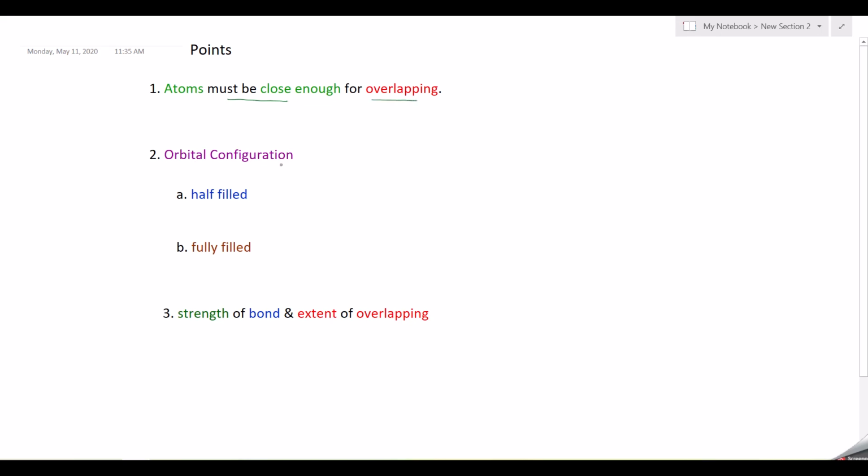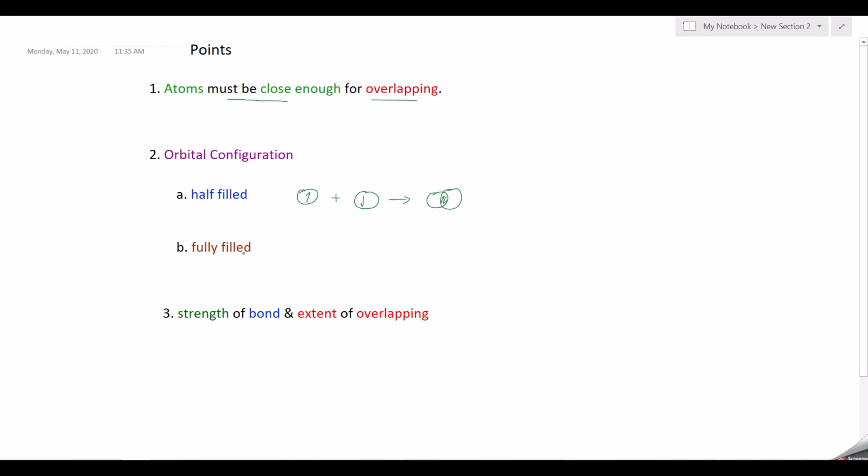Second, the orbital configuration. For example, if you take an atom orbital with this electron and another orbital with this electron, that is with opposite spin, these two orbitals are half filled. So they will undergo overlapping and bonding will be possible. They will overlap like this. So if the orbitals are half filled, they can undergo overlapping to form a bond.